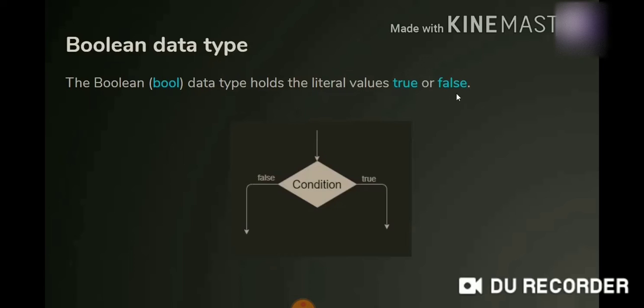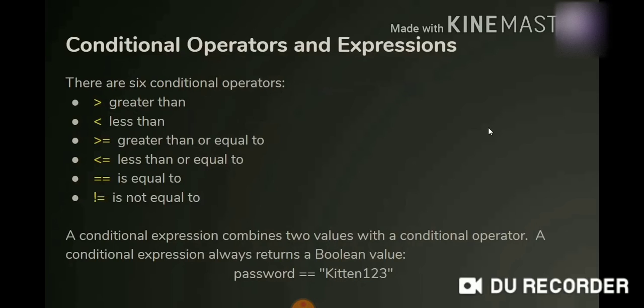To create these tests, these conditions, we need conditional operators, just like we have algebraic operators. The conditional operators that allow us to do a conditional test are greater than, less than, or equal to, less than or equal to, equal to, and not equal. With these conditional operators, we can build conditional expressions. A conditional expression combines two values with a conditional operator, and a conditional expression always produces a boolean value.